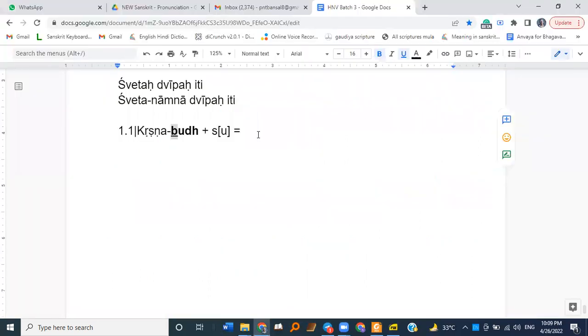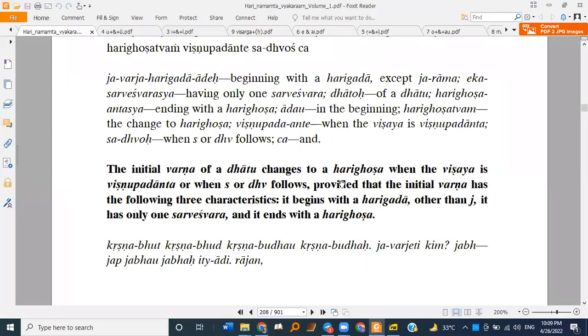So what we can do is we can simply delete Su, by Radha Vishnu Janabhyam Vipashcha Trivikramat Sorharaha, we delete Su. Now the Vishaya is Vishnu Padanta, so we can change Ba into Bha. But there are a few requirements. What are they? Provided that the initial Varna has the following three characteristics.